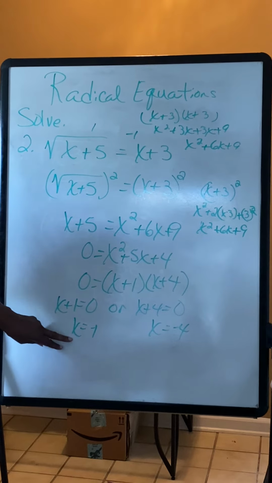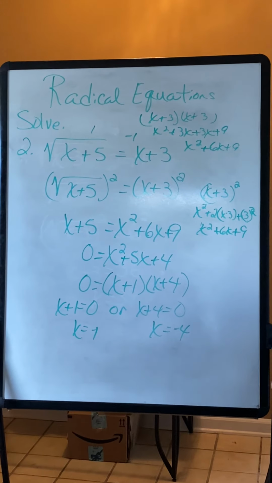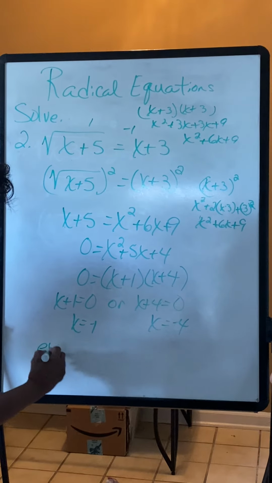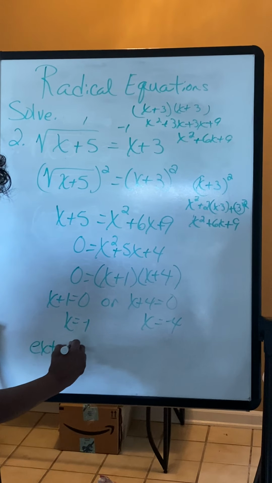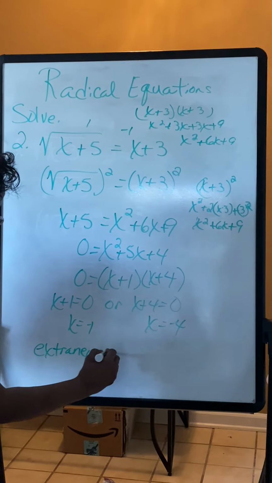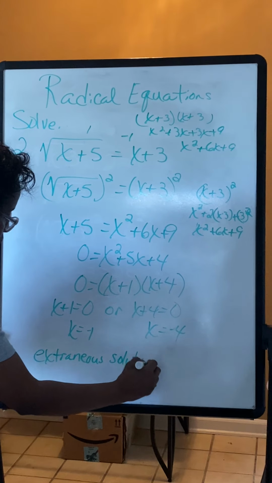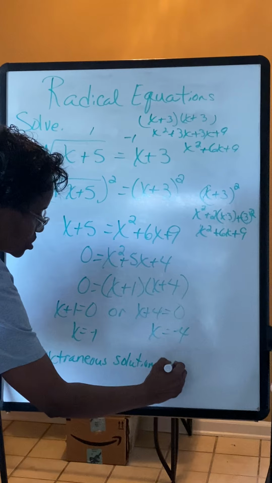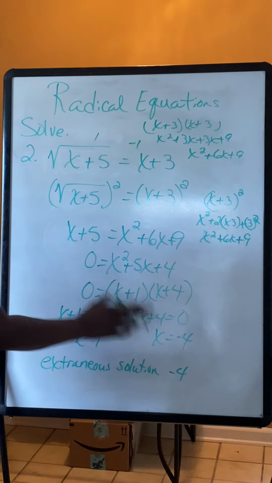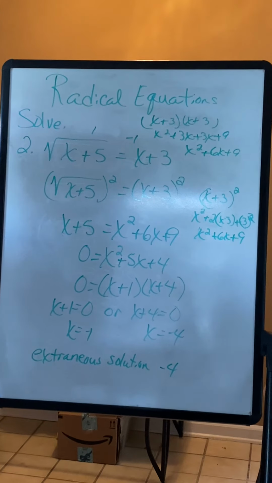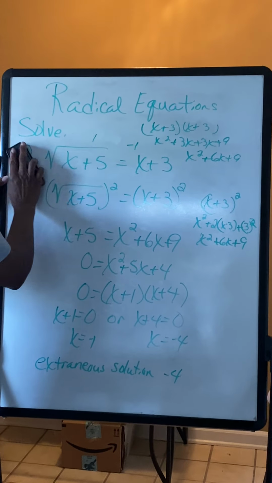The solution for the problem is x equals negative 1. This negative 4 is called an extraneous solution. The extraneous solution is a negative 4. That negative 4 will not satisfy the problem. Example 3.